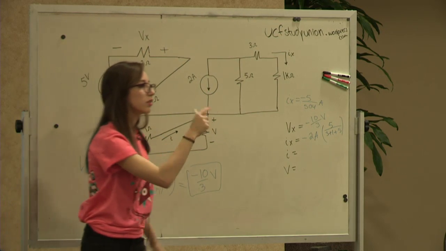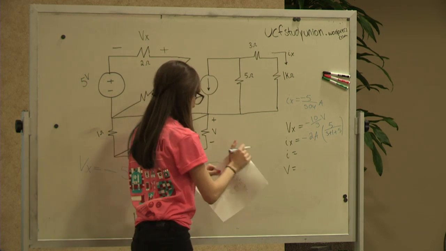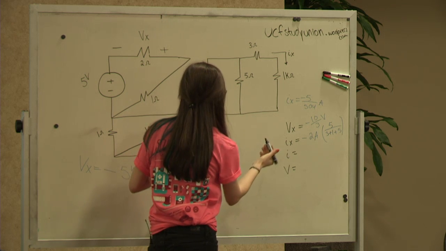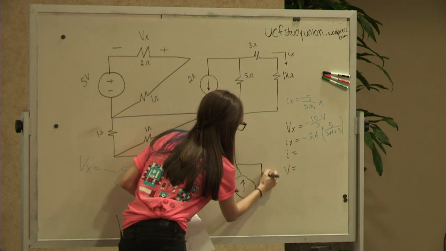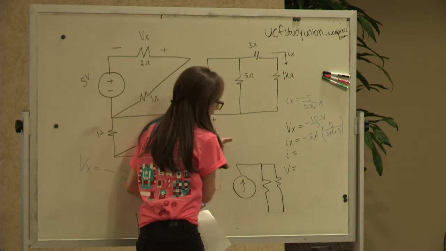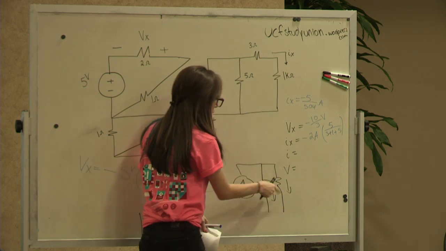Yeah, you have a question? Is there any way you can explain the configuration of the current division? Yeah. So current division, usually when you see it, it's a current source going up with 2 resistors in parallel. And naturally, it goes up and it splits downwards. So you do the current division the regular way.